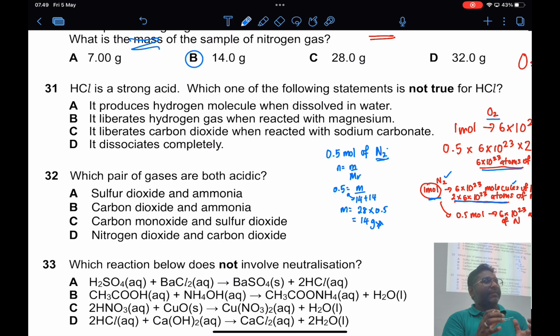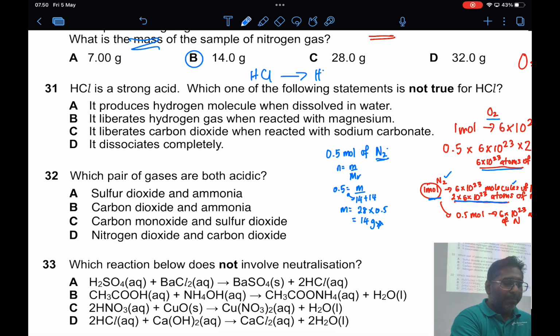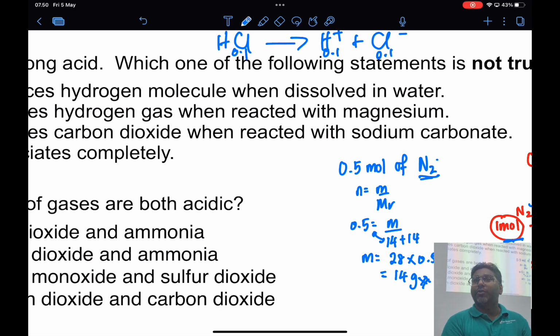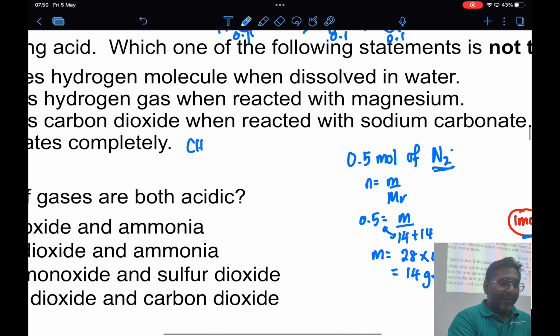Strong acid is not something that has pH close to 1 or 2. No. Strong acid is an acid that dissociates or ionizes completely in water. If you have HCl, completely they will give you H plus and Cl minus. If you have 0.1 mole over here, they will give you 0.1 and 0.1, complete.